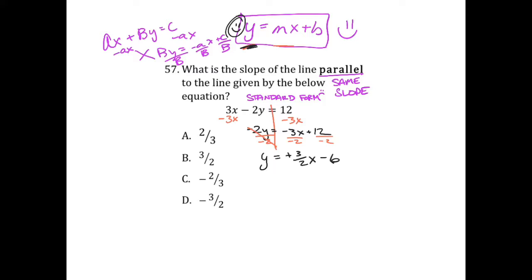Now all we wanted was the slope. Remember, y equals mx plus b. The m is what represents the slope. So that's the only part I care about, the m part of the equation. And that's 3 halves. Because the slope of this line is 3 halves, the slope of a line parallel to that would also be 3 halves.